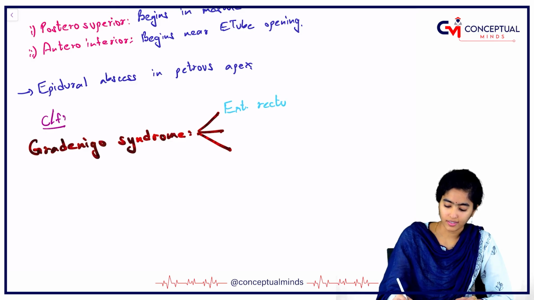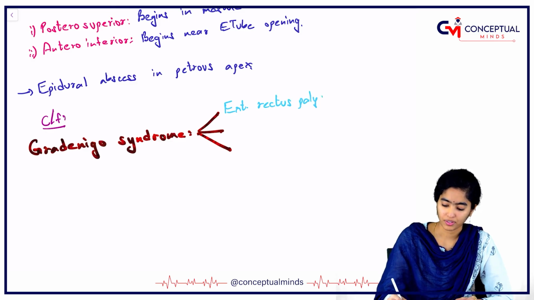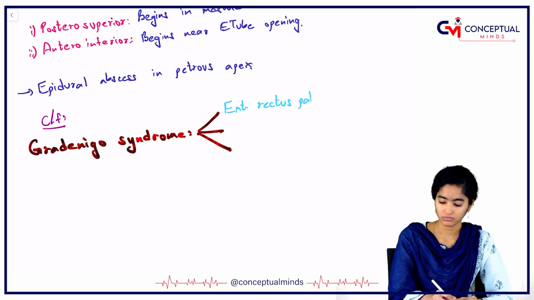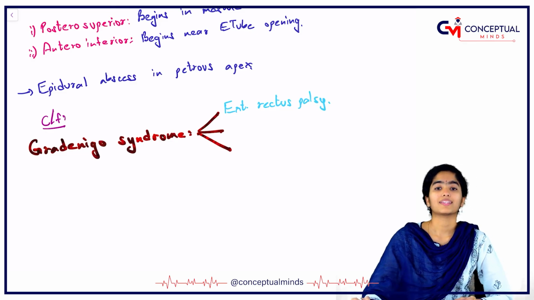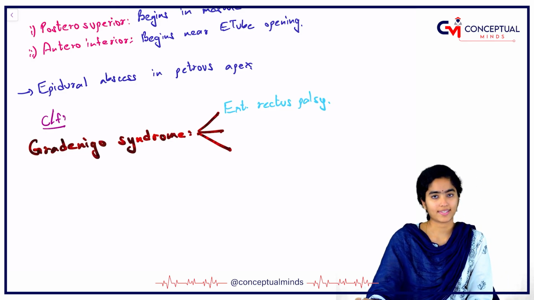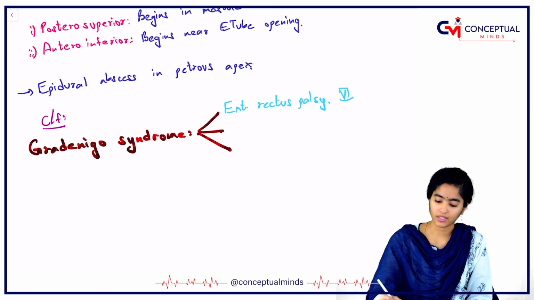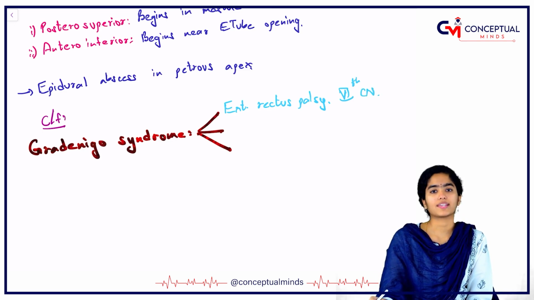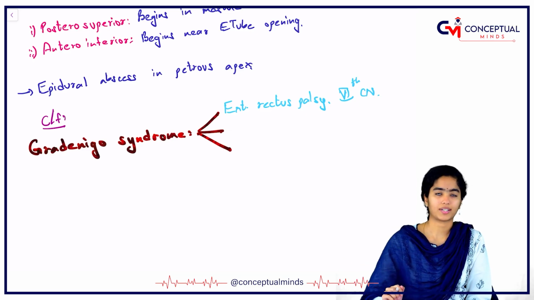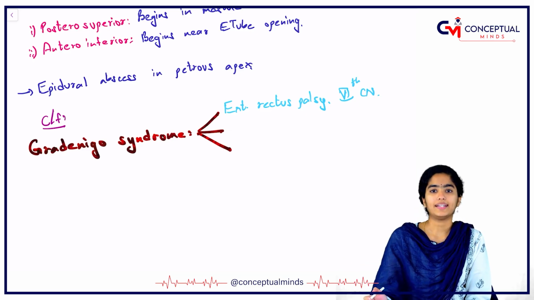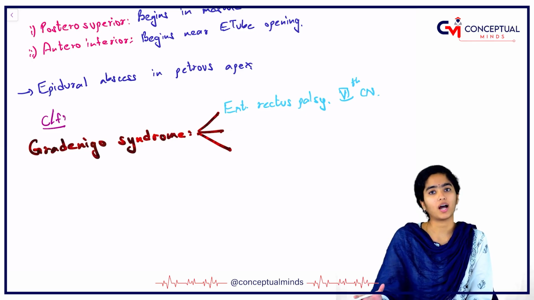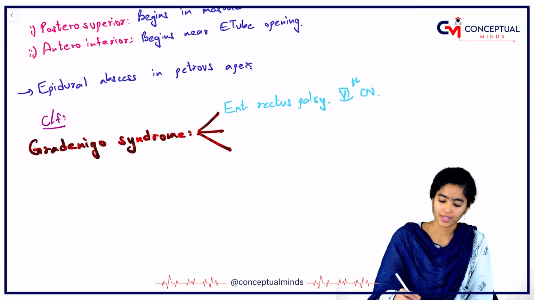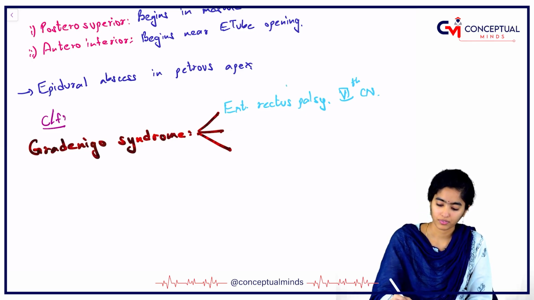Why is there external rectus palsy? This extraocular muscle, external rectus, lateral rectus, is supplied by the 6th cranial nerve. When the 6th cranial nerve is involved, it leads to external rectus muscle palsy, and that will present as diplopia or double vision. This is number 1. Presents as diplopia.